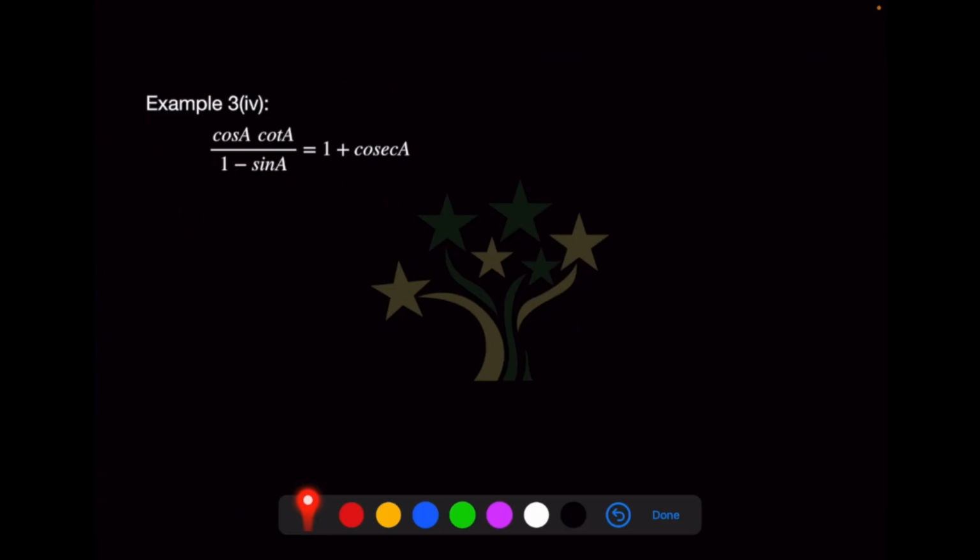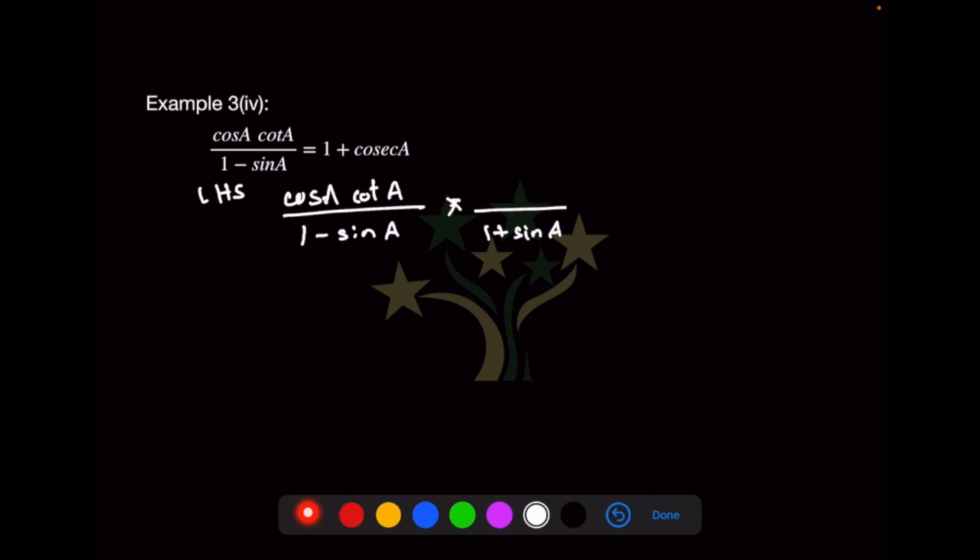This is our next problem. Cos A into cotA whole divided by 1 minus sin A is equal to cosecA. The LHS seems more complicated. So let's begin with that. Cos A cotA by 1 minus sin A. Now what can we do? We can multiply 1 minus sin A by 1 plus sin A in both numerator and denominator.